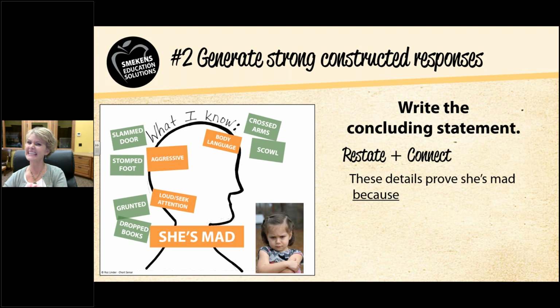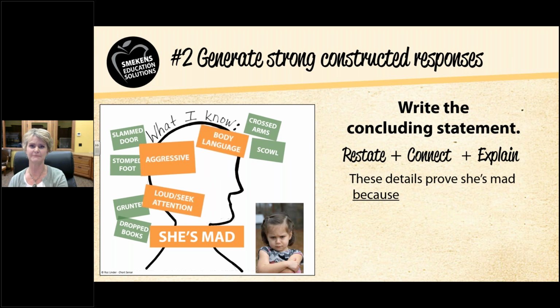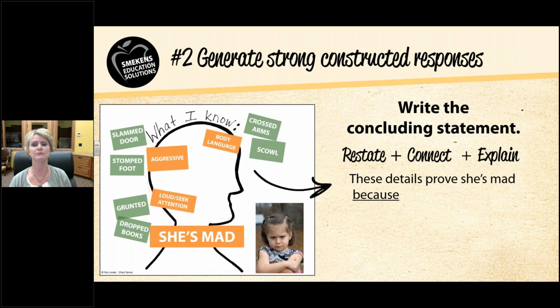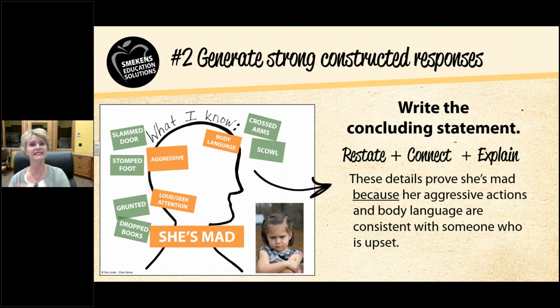Because. This is where because lives. In the last sentence, not the first sentence, the last sentence. These details prove she's mad because, and now I want to use those mini inferences, those baby steps. Ooh. Remember what the explanation is. Explain how these details got you here. What's the journey of your thinking? I'll tell you what the journey of my thinking was. These little baby steps, then put it in the explanation. These details prove that she's mad because her aggressive actions and her body language are consistent with someone who's upset.